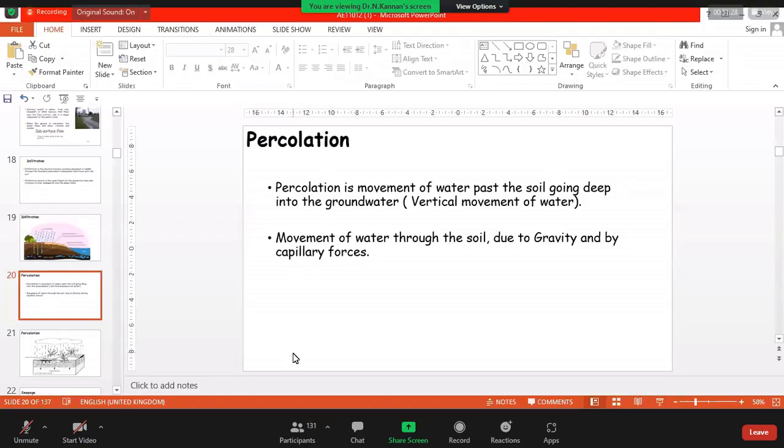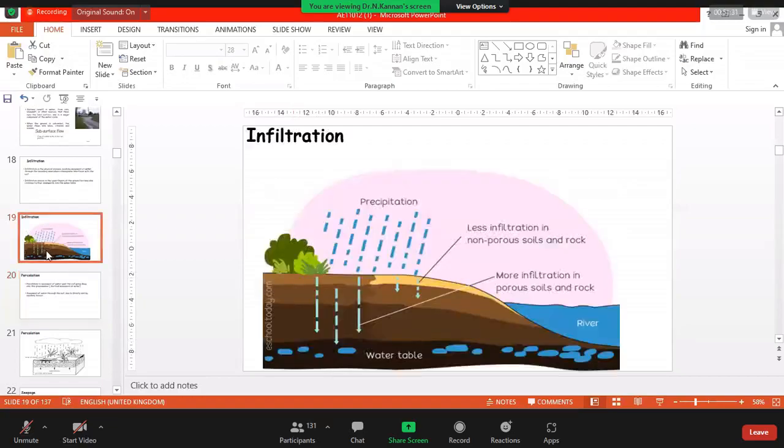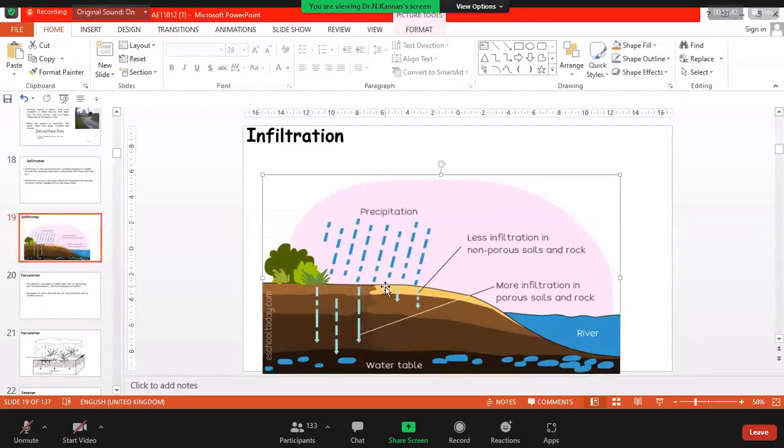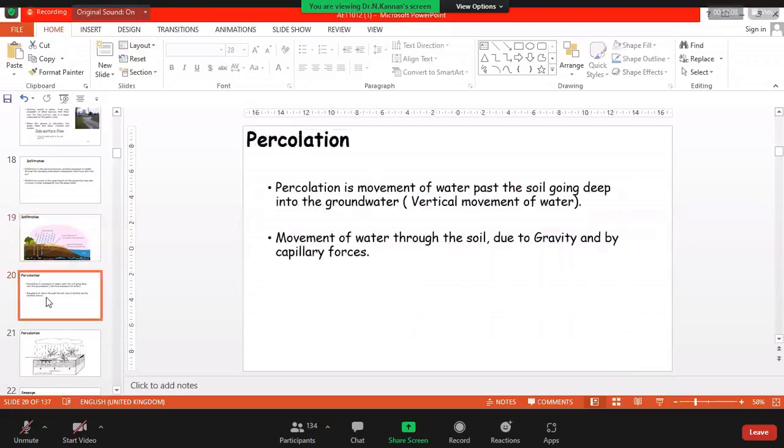Talking about percolation values, percolation is possible when you have very good pore spaces. If you have more water moving downward, then there is a possibility of very less runoff, because most of the water coming from precipitation will move downward into the soil profile. If it is happening, you will have less water as surface flow. You understood or not? Yes, sir. Good. That is the significance of percolation.